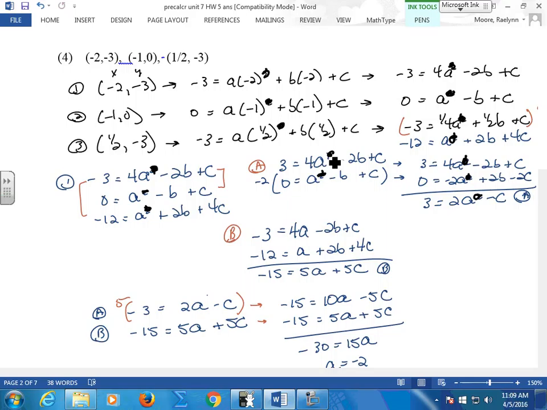But when you do this, you could eliminate the a's. They work kind of nicely by multiplying this by -4, this by -4. You could eliminate the b's. Multiply this guy by 2, eliminate these. These guys will already eliminate. Whichever one you see that works for you.